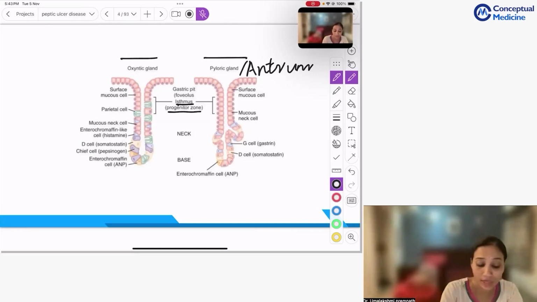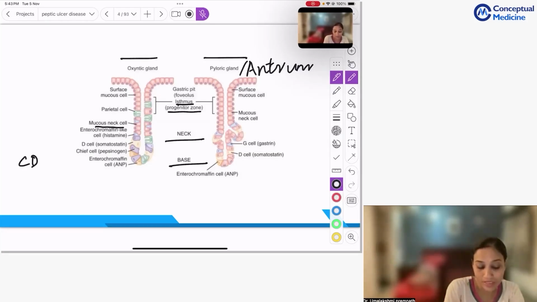Then you have the mucus neck cells that are present out here. So basically, you have the gastric pit. This is the isthmus or the progenitor zone. This is the neck and this is the base. The cells on the surface are your surface mucus cells, which migrate down to the neck, and those are your neck mucus cells. And you have this cell.